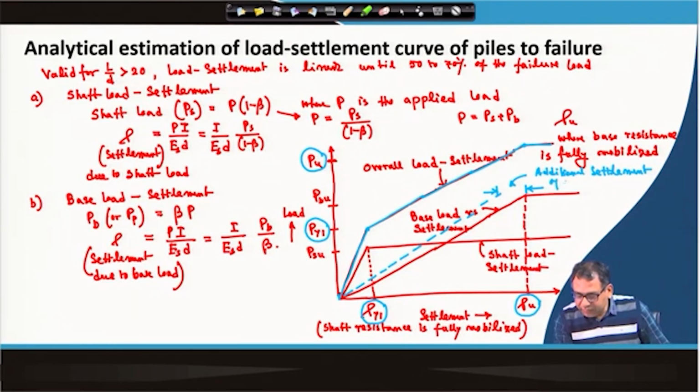Settlement of the shaft. Shaft means the pile material. After the full slip, or you can say the full soil settlement is over, this is the shaft or pile material. This is the pile settlement, or pile material settlement, because the pile is incompressible itself.